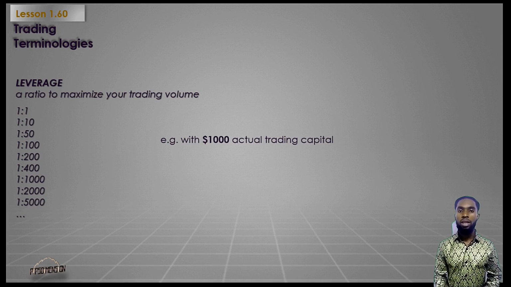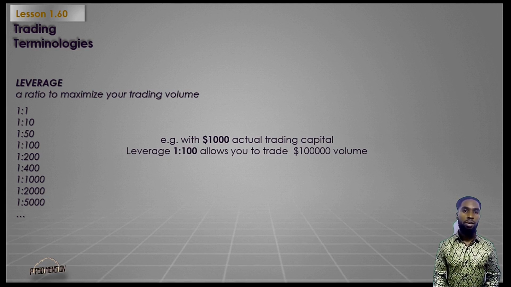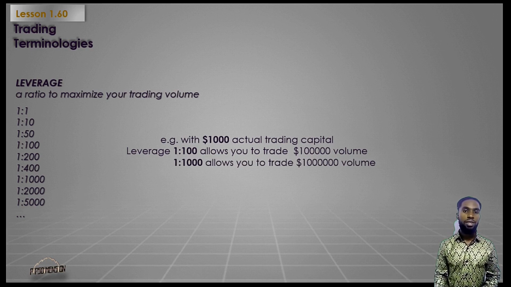For example, a leverage of 1:100 means your capital is multiplied 100 times. So if you have a capital of $1,000 and you are offered a leverage of 1:100, that means you can trade within a volume of $100,000 of currencies. If you are offered a leverage of 1:1000 and your capital is $1,000, that means you are allowed to trade within the volume of $1 million.